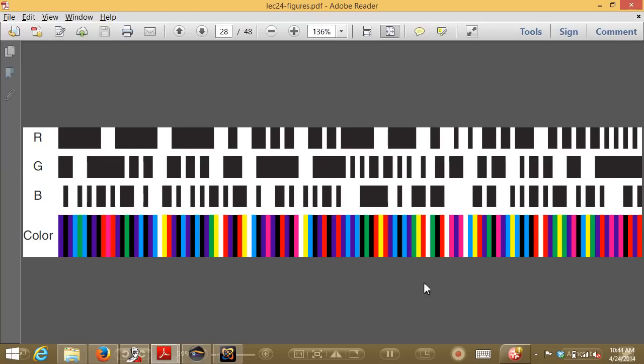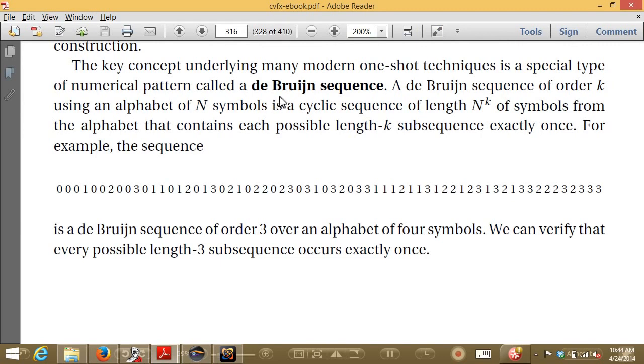And so this kind of thing is actually based on a mathematical theory, and I'm not Dutch, so I'm going to screw it up, called a De Bruijn sequence.